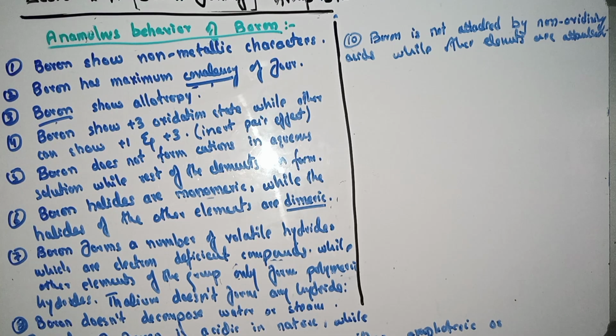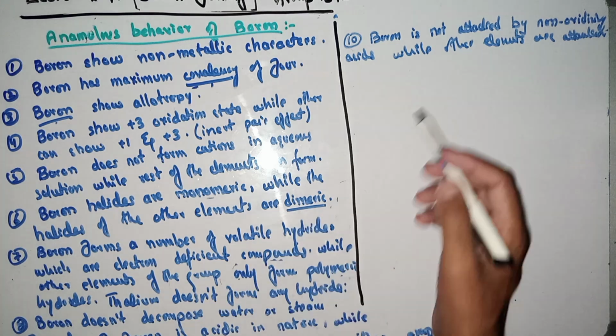The explanation of the previous point: the oxide of boron is acidic in nature. Why is the oxide of boron acidic in nature? When boron oxide reacts with water, it forms an acid. That's why it is an acidic oxide.